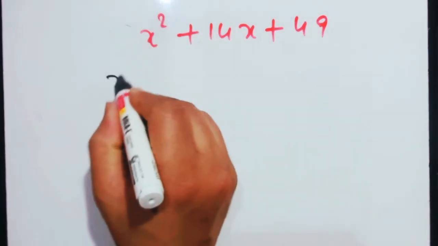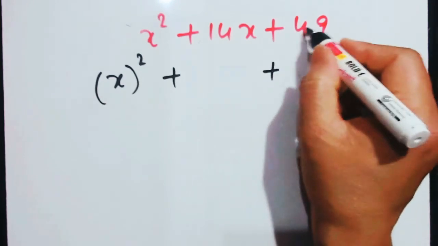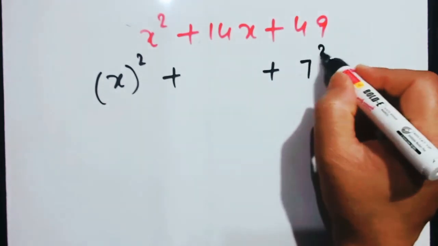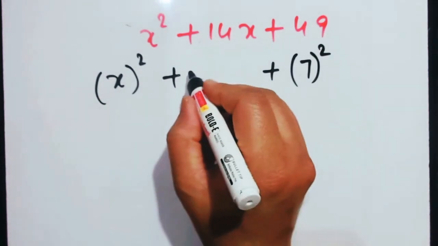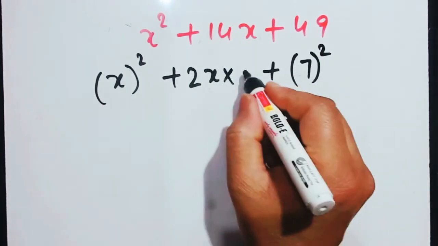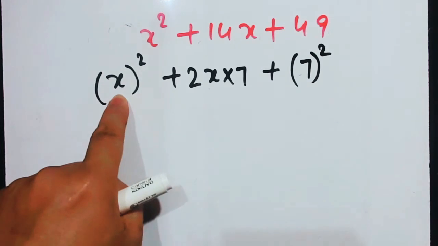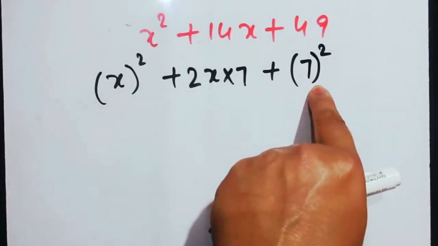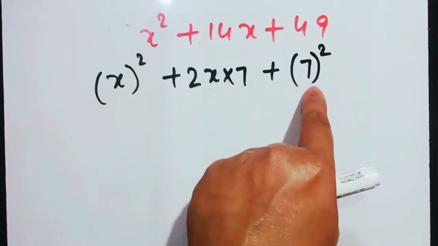This x square can be written as x whole square. Now this 49 can be written as 7 whole square. In the middle it should be 2 times x into 7, meaning 2 times ab. This is my a whole square. This is my b whole square. In the middle it should be 2 times a into b.